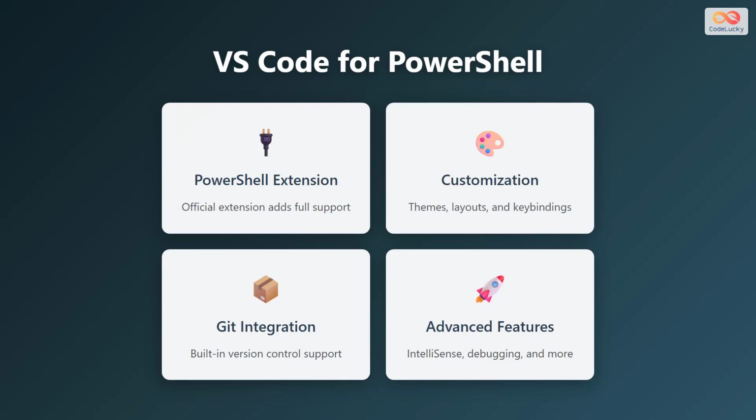To use Visual Studio Code for PowerShell development, you need to install the official PowerShell extension from the VS Code marketplace. This extension adds full PowerShell support, including syntax highlighting, IntelliSense, and debugging capabilities. One of VS Code's strongest features is customization. You can change themes to match your preferences, adjust layouts to optimize your workspace, and configure key bindings to work the way you prefer. Additionally, VS Code has built-in Git integration, making version control seamless if you're managing your scripts in a repository. The advanced features rival or exceed what ISE offers, making it a professional-grade tool.